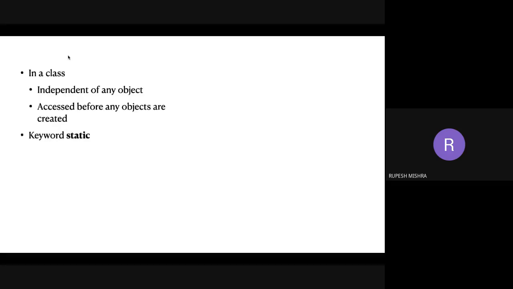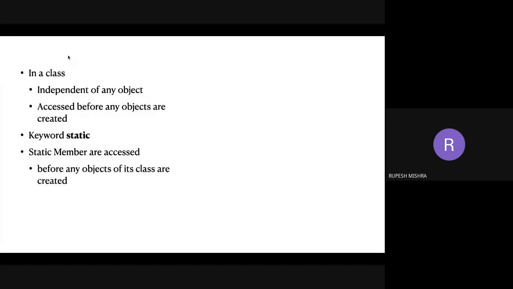To create static entities, we need the static keyword. So we have to use the static keyword to create static variables or static methods. Now, to access members we normally need to create objects, but here I'm saying we don't have to create any object to access a static entity. Then the question is how to access those variables and methods.